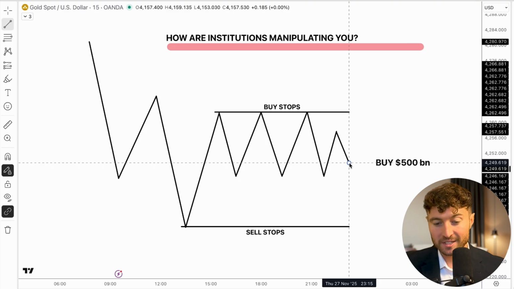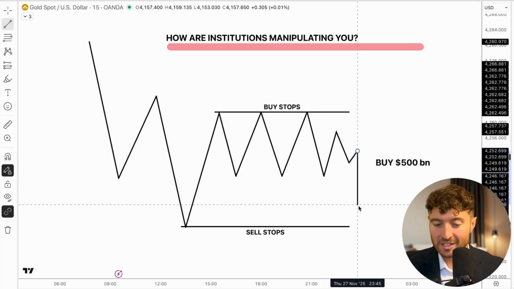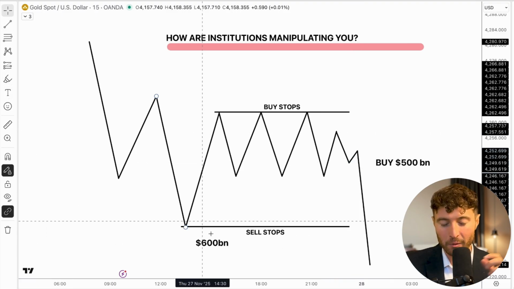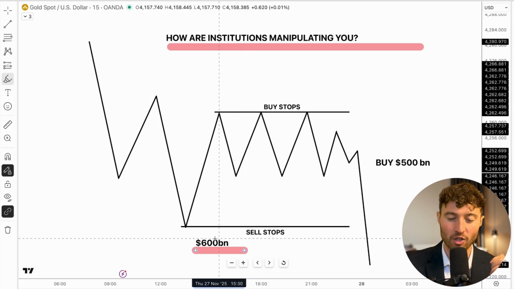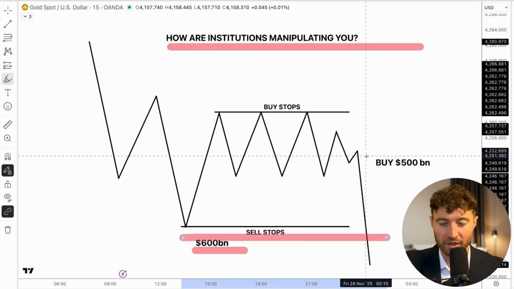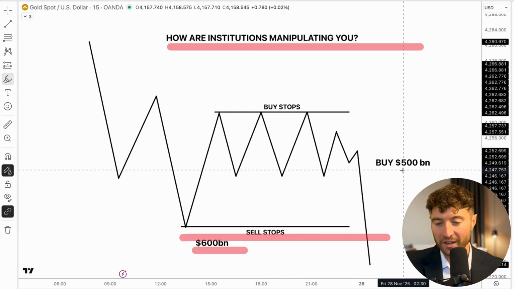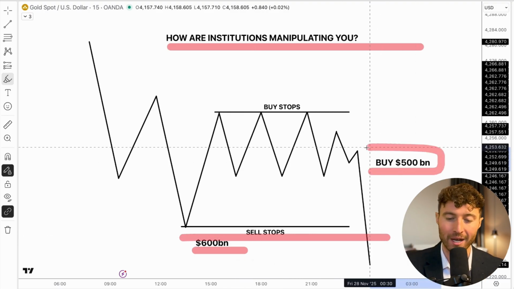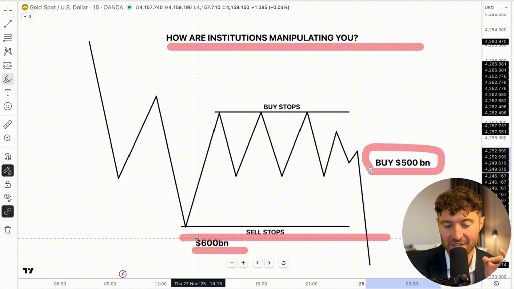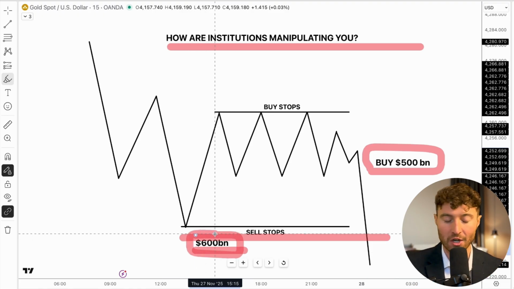What they're going to do is take price lower and run sell stops in the market. Let's say that we have $600 billion worth of sell stops below this low right here. Well, they're going to take price down and liquidate below this level right here. Then they can match up their $500 billion in buy orders with the $600 billion of sell side liquidity that is resting below this level right here.